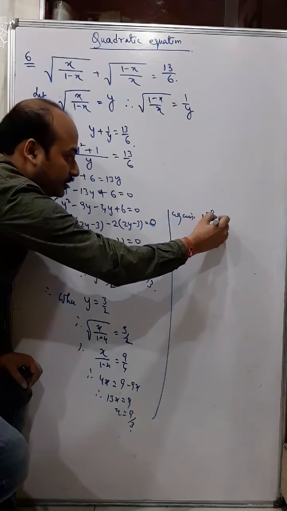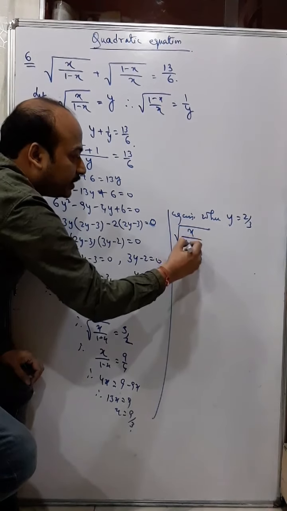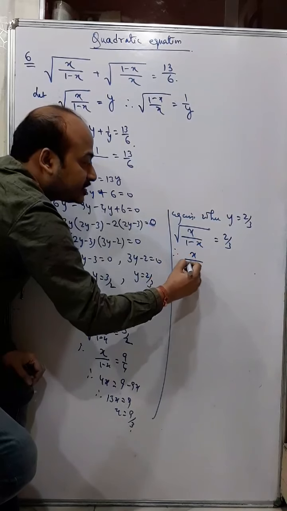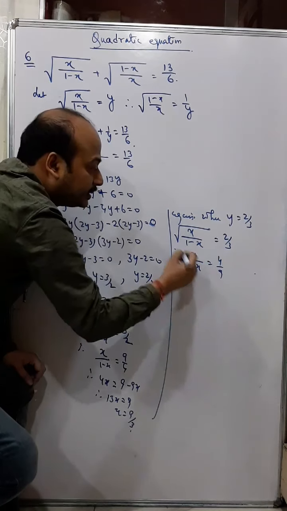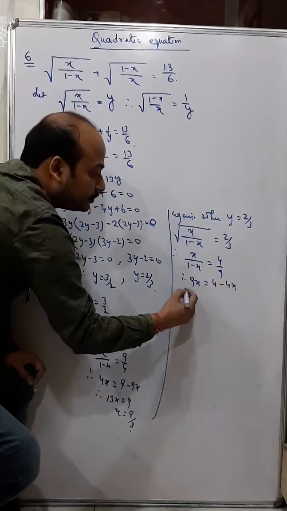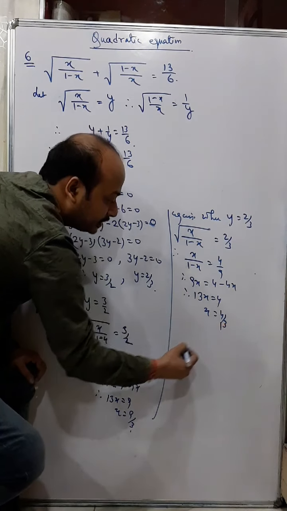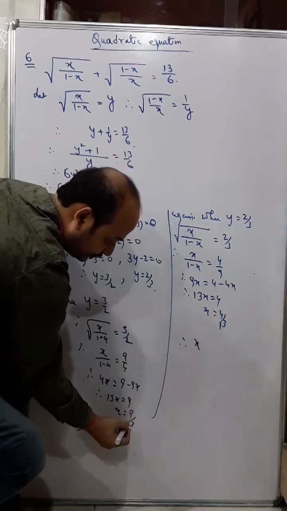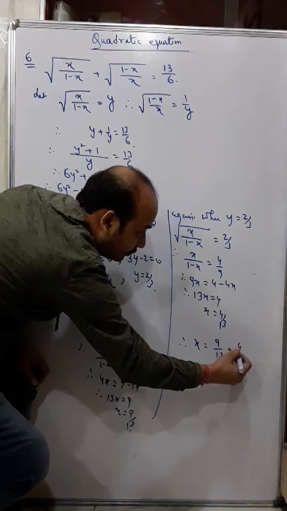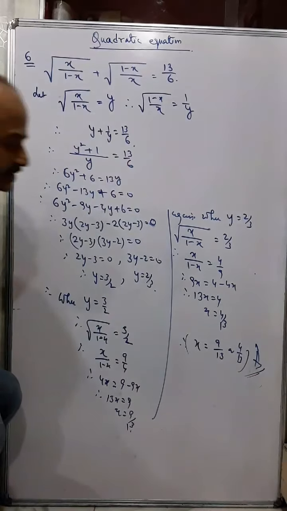Again, when y is equal to 2 by 3, root over x by 1 minus x is equal to 2 by 3. Again squaring both sides, I get x by 1 minus x is equal to 4 by 9. So 9x is equal to 4 minus 4x. Again we got 13x is equal to 4 and x is equal to 4 by 13. So finally x is equal to 9 by 13 or 4 by 13. So this is the answer. Okay, understand?